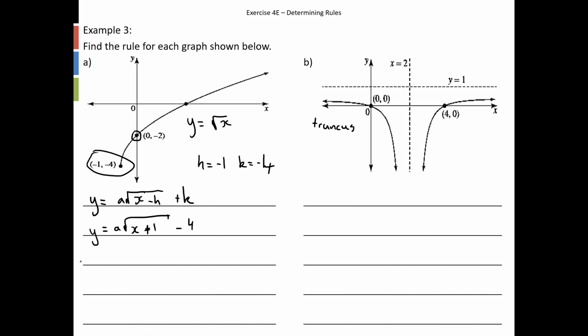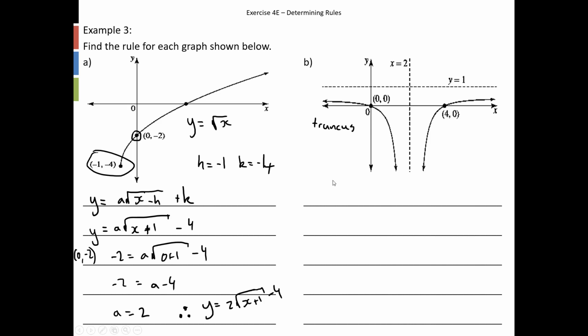We have one unknown, one coordinate, so we can solve. Using 0, -2, we will get -2 equals a root 1 minus 4. So we get -2 equals a times -1, so a is equal to 2. Don't forget to write the final equation. Always write the final equation form if I ask you to find the equation. y equals 2 root x plus 1, all under square root, minus 4.